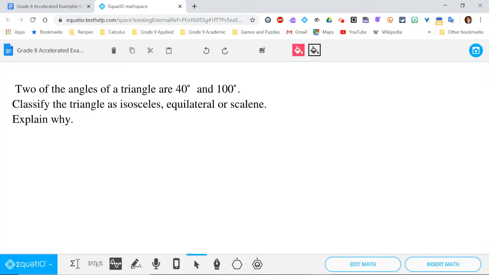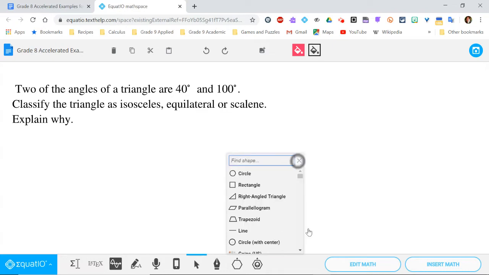So we're talking about a triangle that has an angle of 40 degrees and 100 degrees, and we want to know if it's isosceles, equilateral, or scalene, and then we need to kind of explain why. So I'm very much a proponent of creating diagrams. So I'm going to look at this shape tool, and there's all kinds of options here when you look at it.